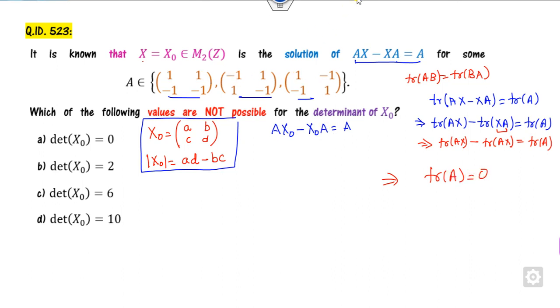So which matrix has trace 0? You can see that this trace is 2, so it is not the right answer. Trace is 2, this is not the right answer. So this is the right answer. So it means A is 1, 1, minus 1, minus 1.